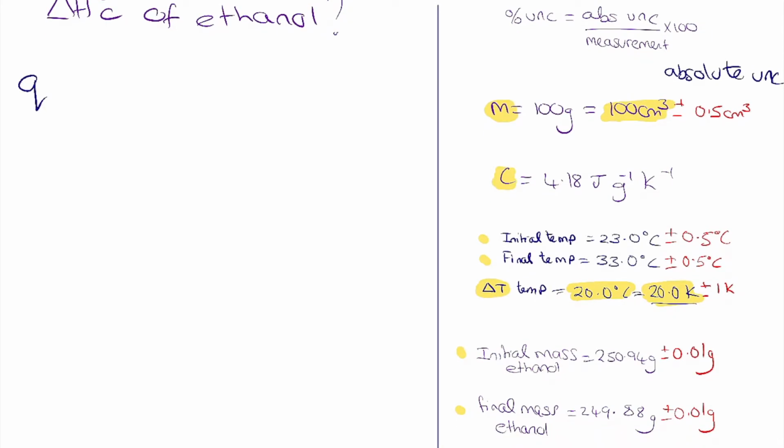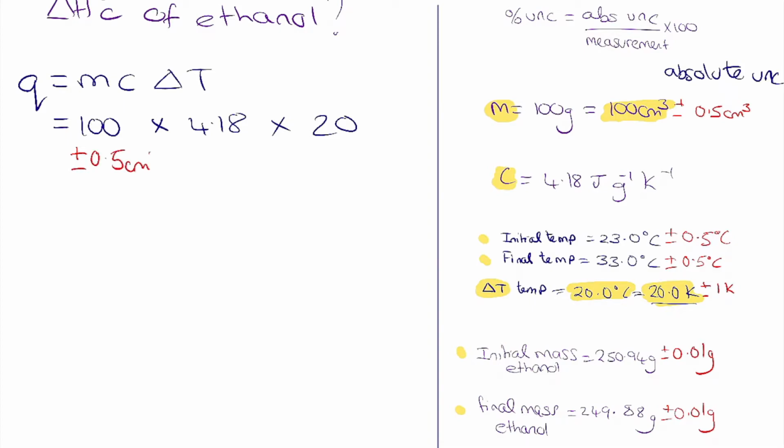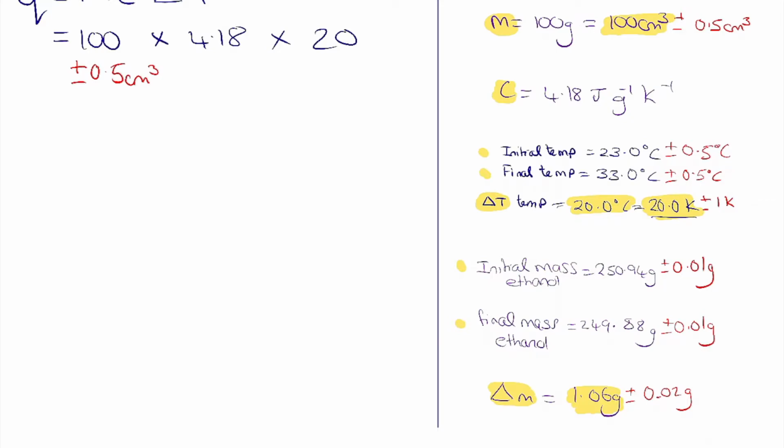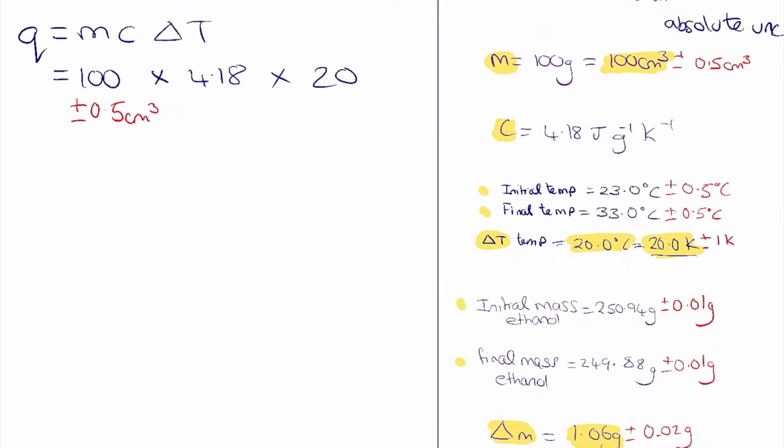I'm going to start by writing Q equals mc delta T to calculate the value of Q. Now let's slot those values in. So we've got 100 times 4.18 times 20. So 100 grams of water times the specific heat capacity times 20 Kelvin temperature difference. What you're going to do first is write the absolute uncertainties underneath each of these things. So plus or minus 0.5 cm3. The specific heat capacity has no uncertainty. The 20 degrees Celsius or 20 Kelvin has an uncertainty of plus or minus 1 Kelvin.